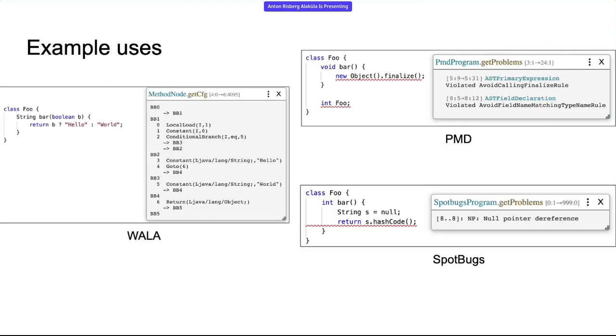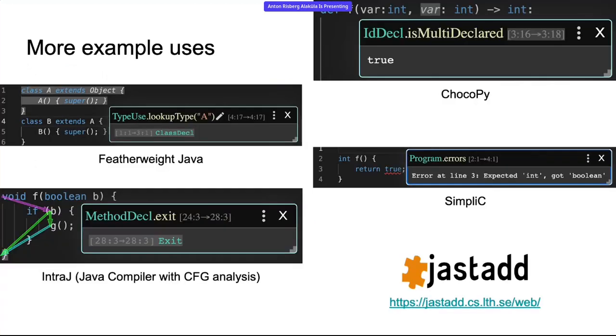So I took a few existing tools and tried to adapt them to run in CodeProber. So we have Wala, PMD, and Spotbugs, and they all work to some degree. We also have a bunch of tools that we built in our department. ChocoPy and Featherweight Java are subsets of Python and Java, respectively. We have Simple C, which is a very simple C-like language. And finally, IntraJ, which is the Java compiler used during the demo, which in turn is based upon XtendJ, which you may have heard about yesterday.